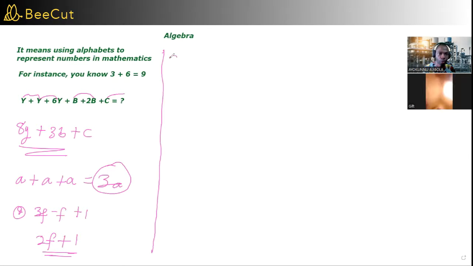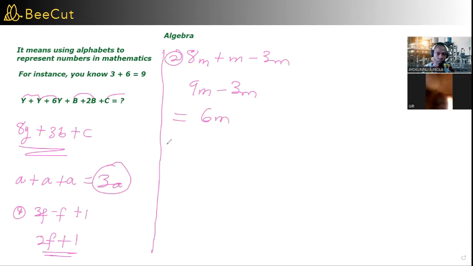Now, for number 2, let's assume I have 8m plus m minus 3m. I want to simplify this. This is going to be 8m plus m is 9m, 9m minus 3m, and finally, it's going to be 6m. Very good.